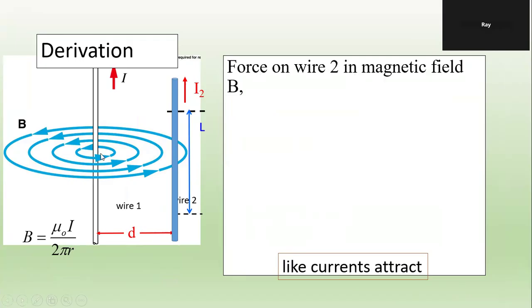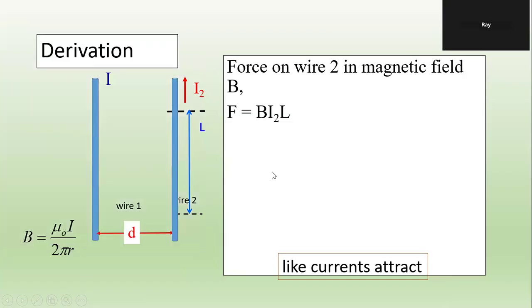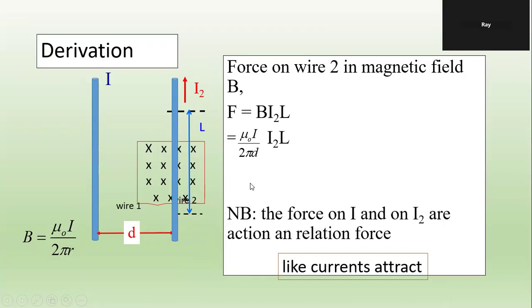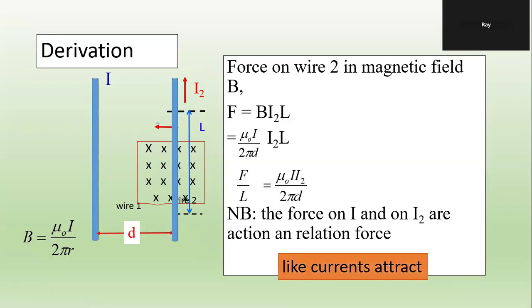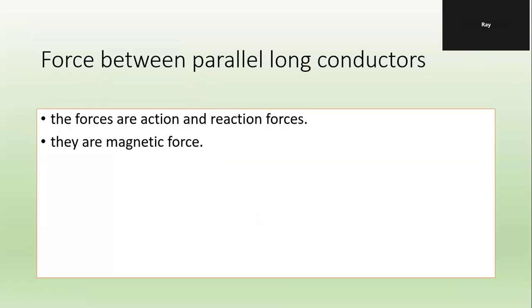Force on wire 2 in magnetic field B. Magnetic field is contributed by the current carrying conductor wire 1. This wire 2 carries a current in the magnetic field of wire 1. It's just a repeat, to show you that if we look at 2 dimensions, the field is circular, going into the page or the slide. I1 and I2 forces are action and reaction force.